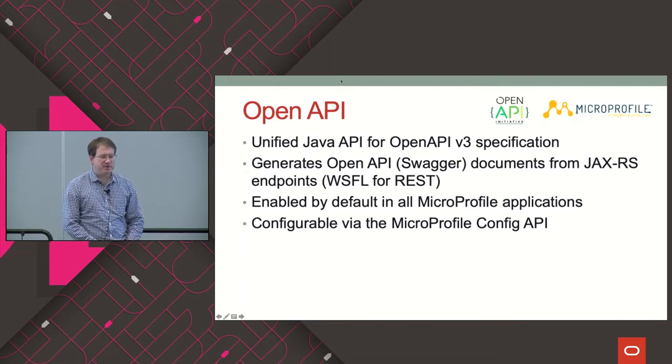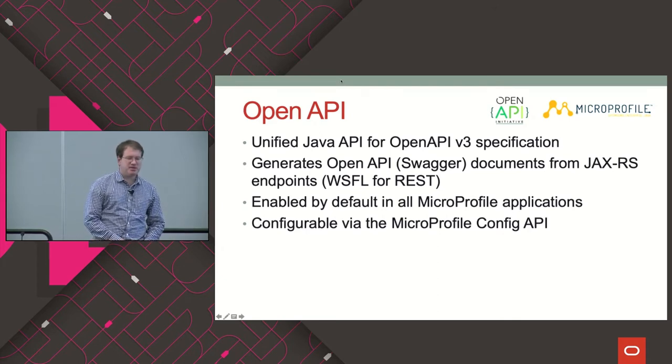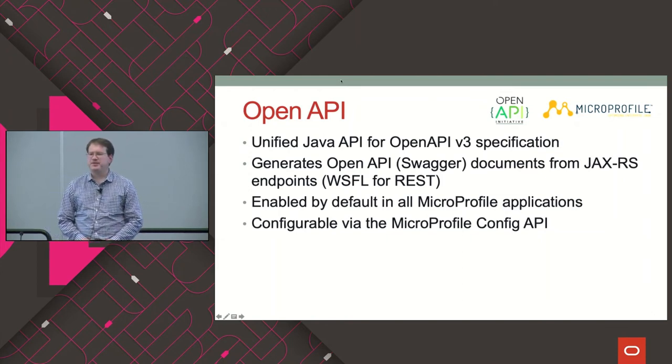Okay, now I'm going to look at some of the newer features that were added as a part of the MicroProfile specification. The first one is OpenAPI, which is a unified Java API for the OpenAPI version 3 specification. It generates OpenAPI Swagger documents from JAX-RS endpoints. So basically, this is WSDL for REST.